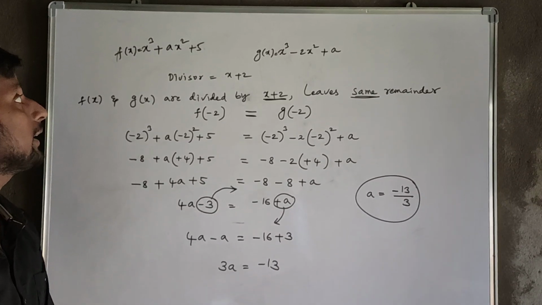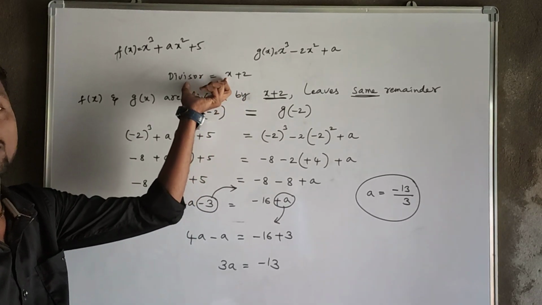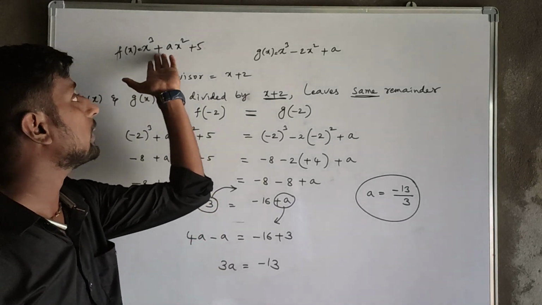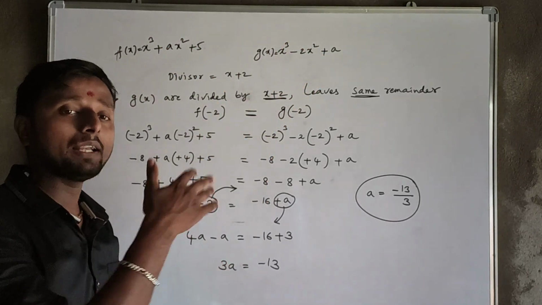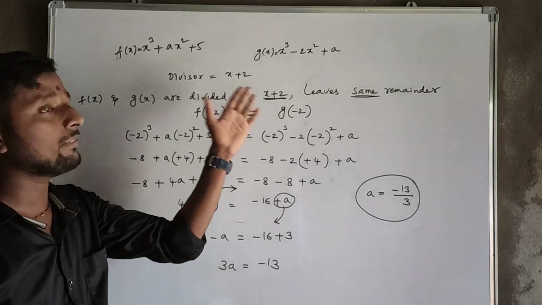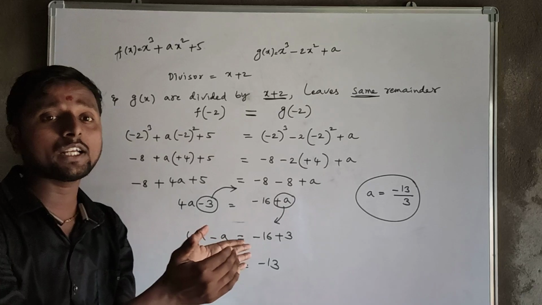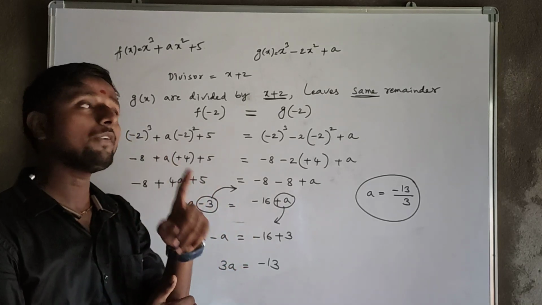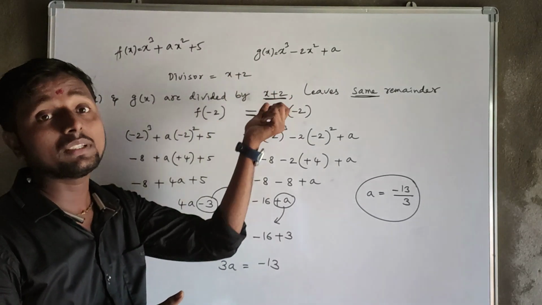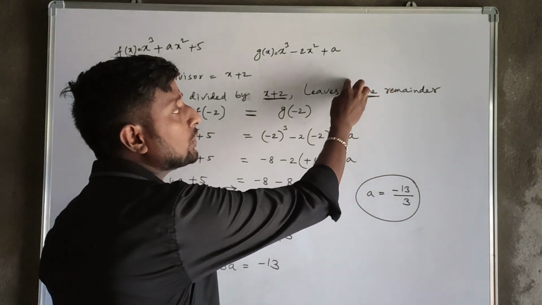Now look once again. Here two polynomials are given, and we have a linear polynomial as the divisor for division. And what is said: when x plus 2 divides f of x, the first polynomial, and the second polynomial, it leaves the same remainder. So that I have written here: f of x and g of x are divided by x plus 2 and leave the same remainder. That means f of x is divided by x plus 2, that means the remainder is f of minus 2, I have written. g of x is divided by x plus 2, the remainder is g of minus 2, I have written here. But in the statement we said both remainders are the same.